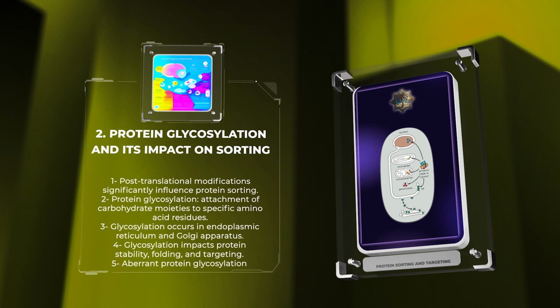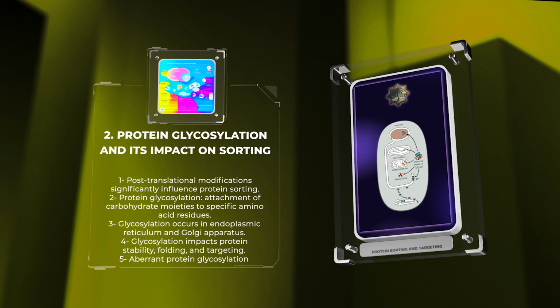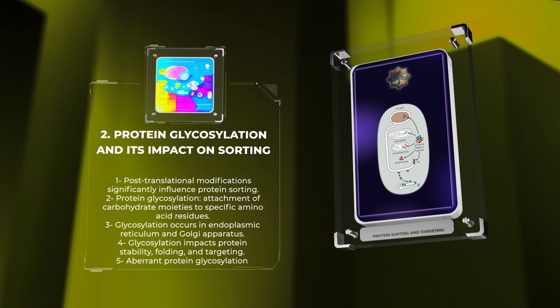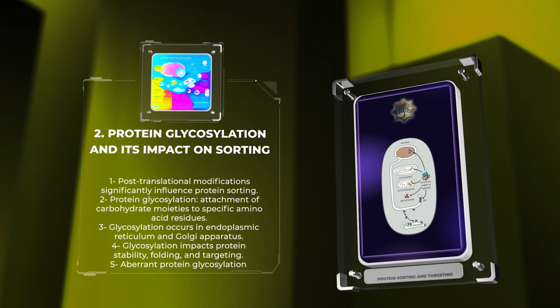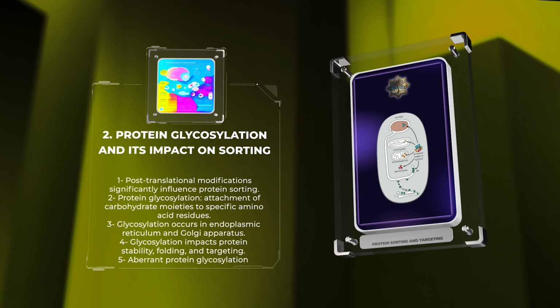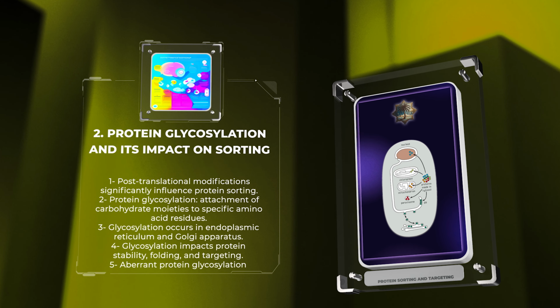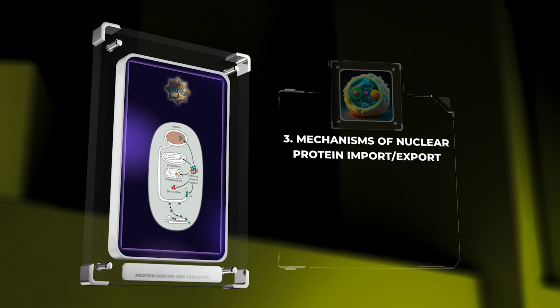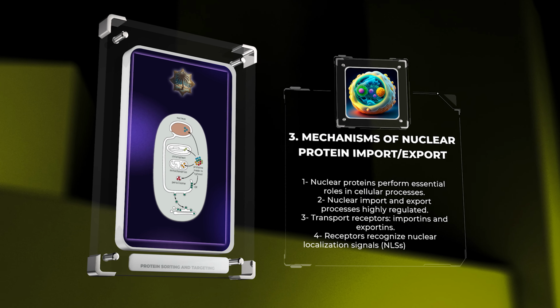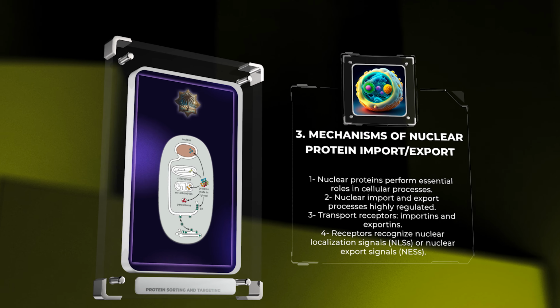Various lectins and glycosyltransferases participate in this recognition and sorting process. Notably, aberrant protein glycosylation is implicated in numerous diseases, including cancer and neurodegenerative disorders, underscoring the importance of glycosylation in protein sorting. Nuclear proteins perform essential roles in cellular processes such as gene expression, DNA replication, and repair.